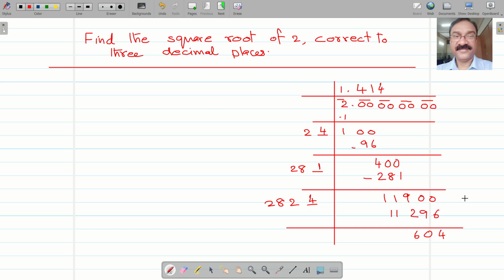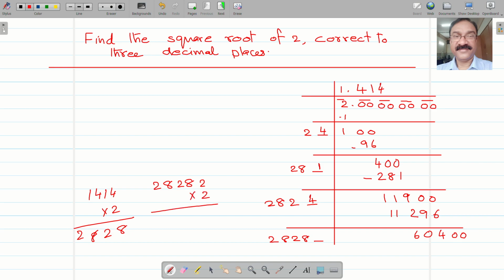Now write down the last pair of zeros. Multiply the quotient, that is 1414, by 2, which is 2828, and a digit is to be filled in here. 28,282 multiplied by 2 gives 56,564, a number very close to 60,400. Now subtract this.